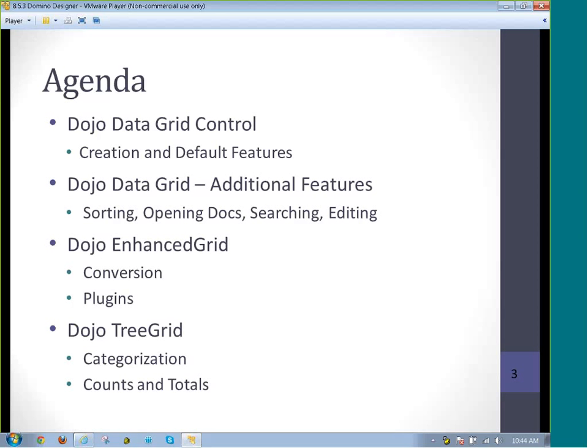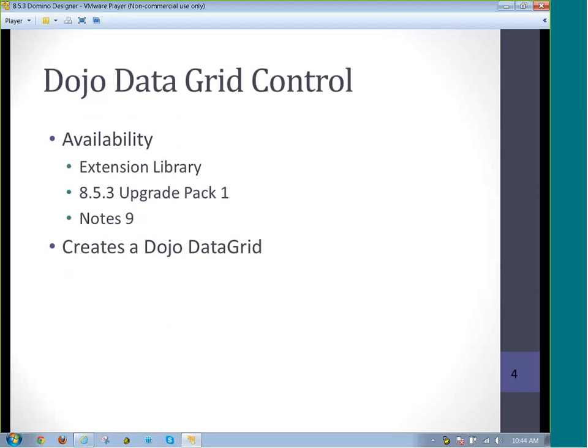Then we'll talk about taking it a step further with converting it to a Dojo EnhancedGrid. So we'll see how to convert that, and we'll take a look at a few of the plugins that you can use to get even more functionality. And at the end, we'll take a very brief look at the Dojo TreeGrid to show how you can also use a grid for categorization and to get counts and totals. So we do have a lot to cover, so I'm going to move quickly. So let's just jump right in.